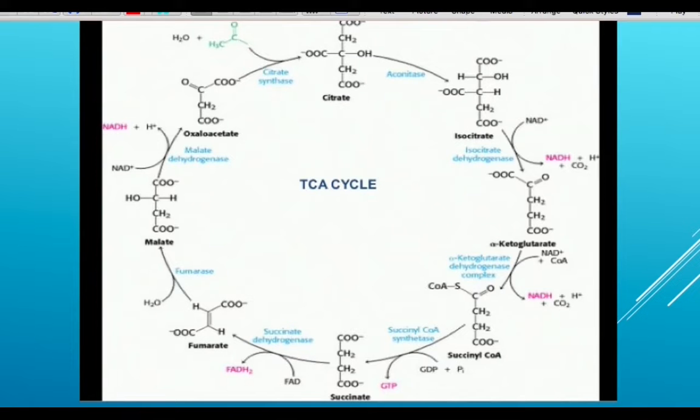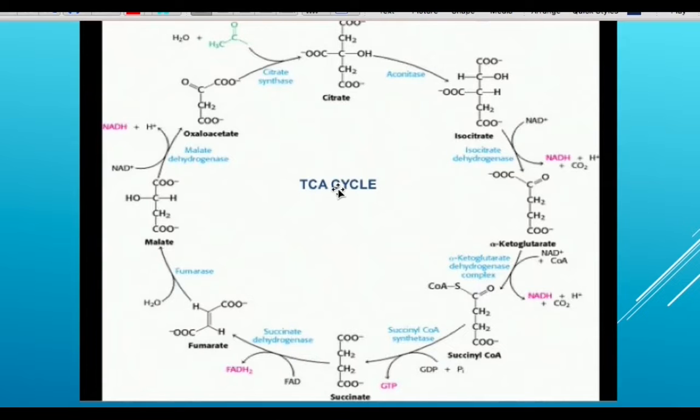Now, the two acetyl-CoA molecules that are formed will enter the citric acid cycle, which is also known as the Krebs cycle, or the tricarboxylic acid cycle or TCA cycle, as you can see in this diagram. The citric acid cycle is a series of 8 steps.